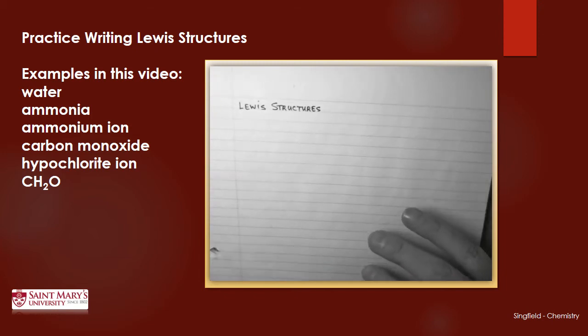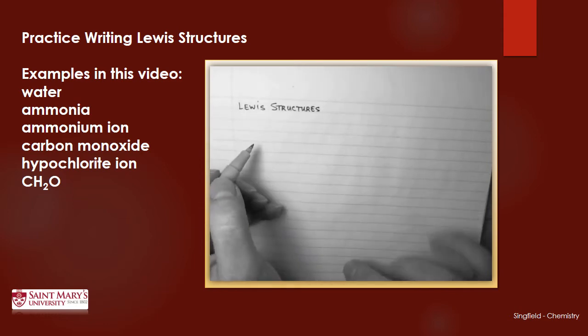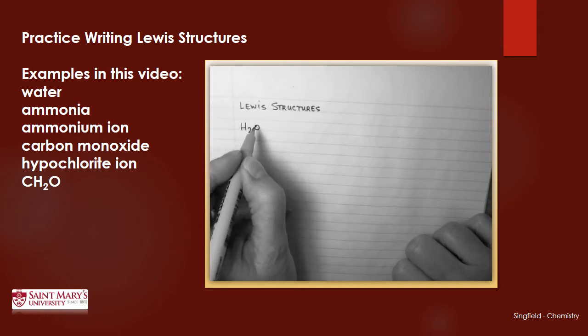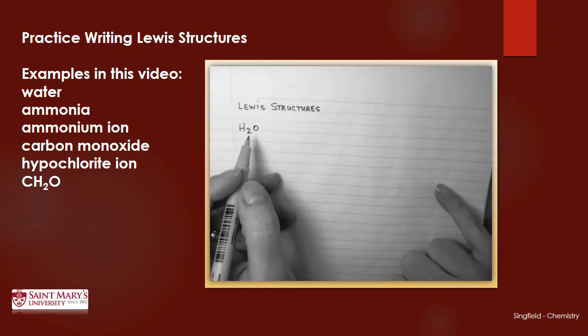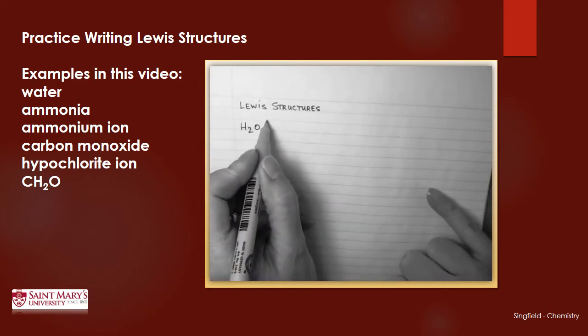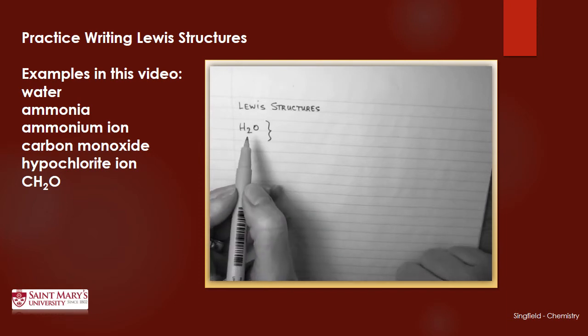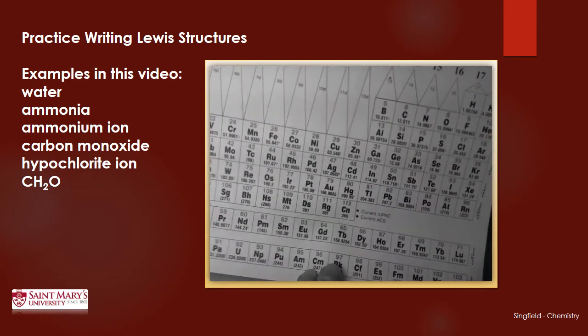Let's do a few examples of Lewis structures, and let's start with something pretty basic. First of all, let's just try something simple to get started, like water. And the first thing that we need to do is to add up all of the valence electrons. That's what we do. We sum all of those up. And if you look at the periodic table, we're looking for hydrogen and oxygen.